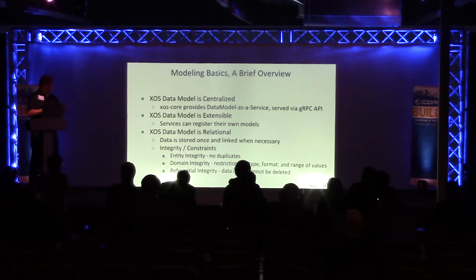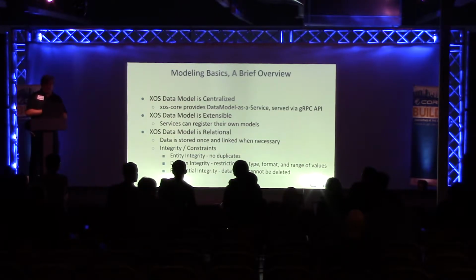Relational databases provide several integrity and constraint features. One of those is entity integrity that ensures that there are no duplicates in the database. You can designate fields in your model that are keys, and the database system will not allow you to put in two records with the same keys that would conflict. There's also domain integrity, which is restrictions on the type, format, or range of values. So you could say, for example, that a string could only have certain values associated with it.